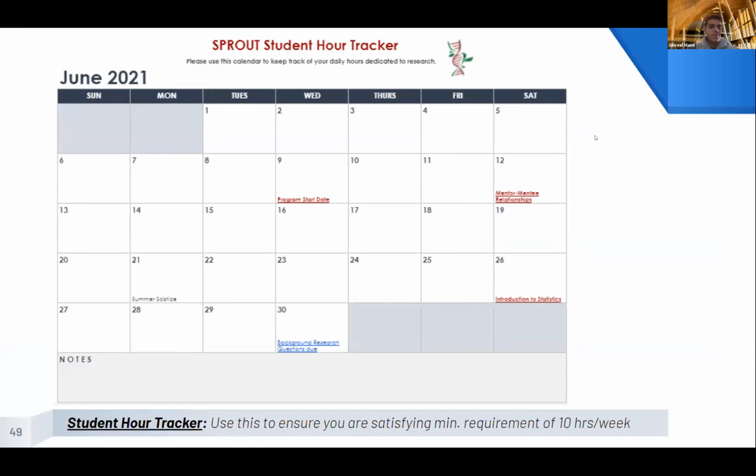Another resource that we have is the student hour tracker, where, as you can see in the example for June, we already have the workshops built in and important dates for the program. This is a place for you to track your hours, where we want everyone to get at least 10 a week. It's good that you can visualize this and plan out how you want to spend your week during your research.